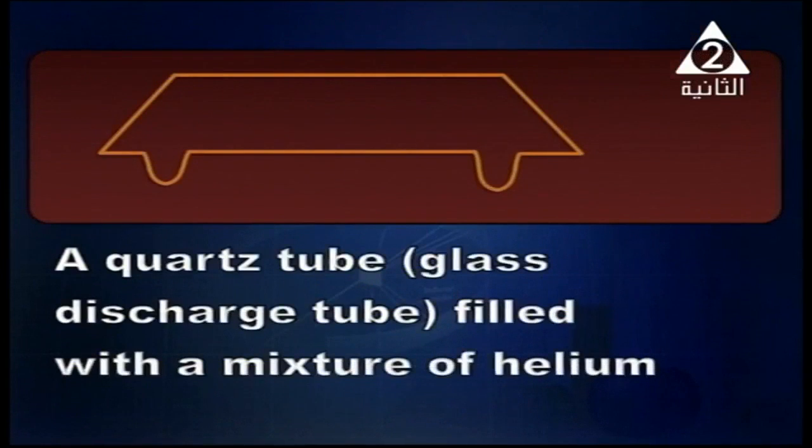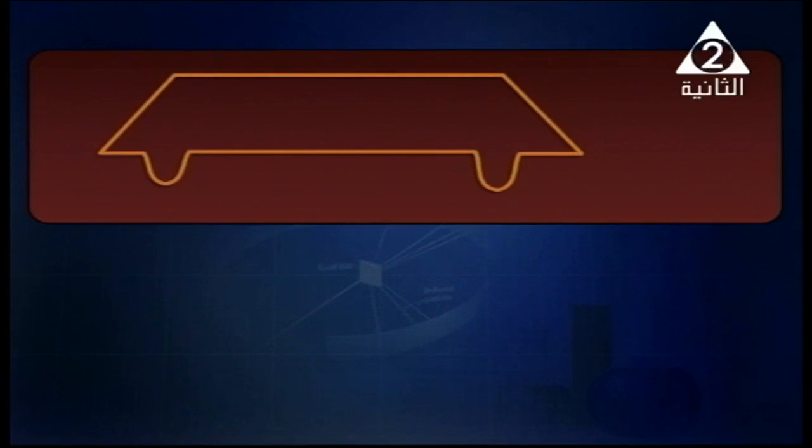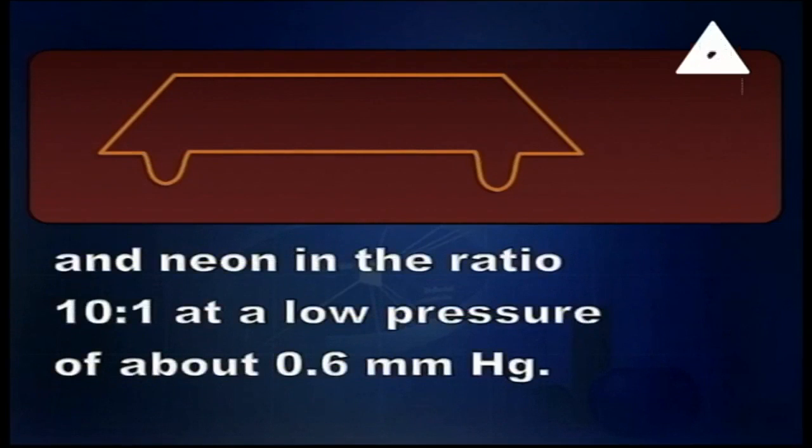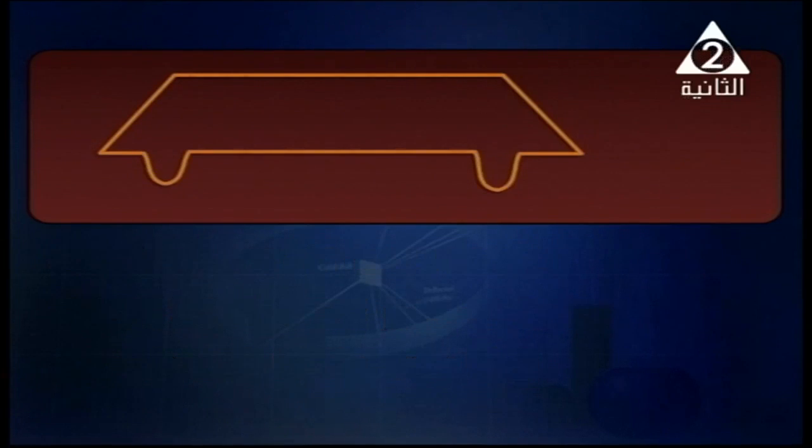a quartz tube, a glass discharge tube filled with a mixture of helium and neon in the ratio of 10 to 1, at a low pressure, and you should memorize the pressure. It is 0.6 millimeter mercury. So we've got a mixture of helium and neon.